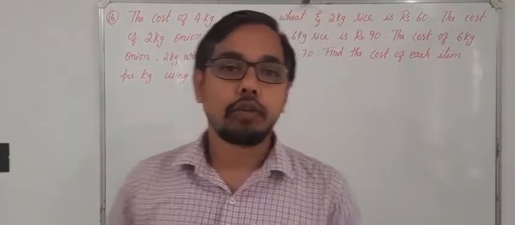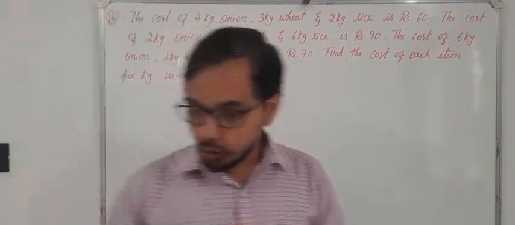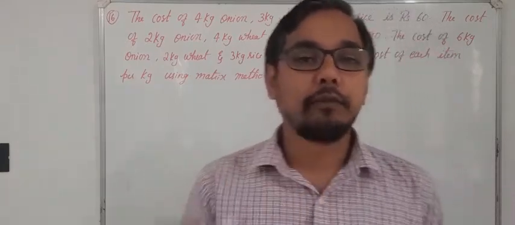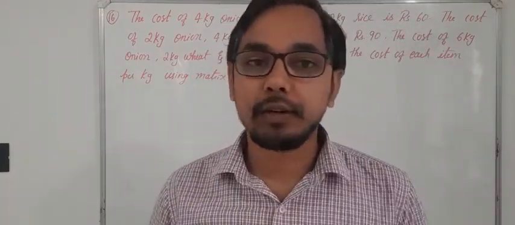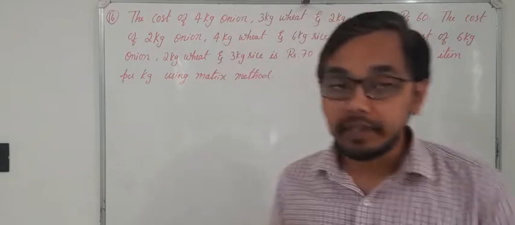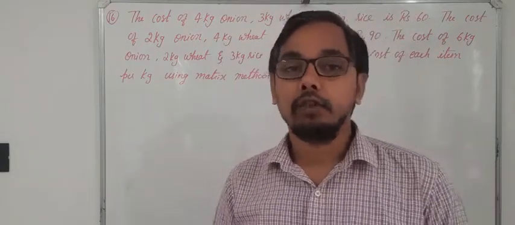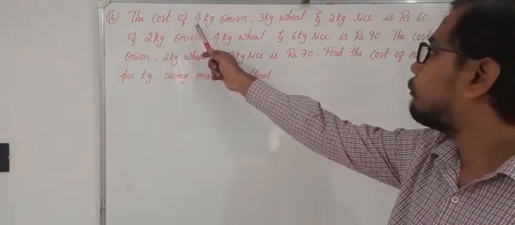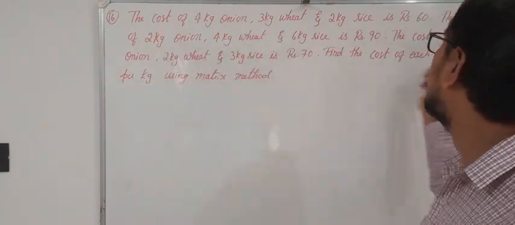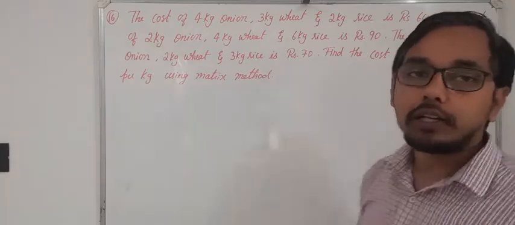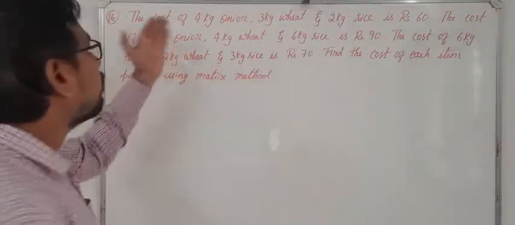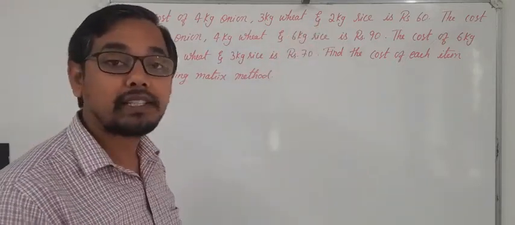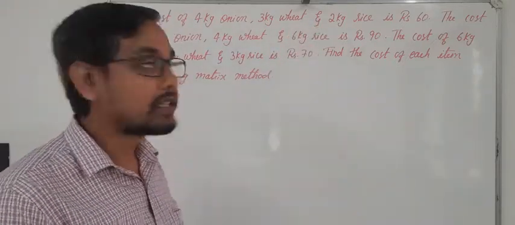Okay friends, let's move on to the last problem. So that is the 16th problem, right? So this is also similar, but the mode of asking the question is a little bit different, not difficult, little bit different. So let's see what they have given here. So they have said that the cost of 4 kg onion, 3 kg wheat and 2 kg rice is 60 rupees. All collectively, the cost of 4 kg onion, 3 kg wheat and 2 kg rice is 60 rupees.